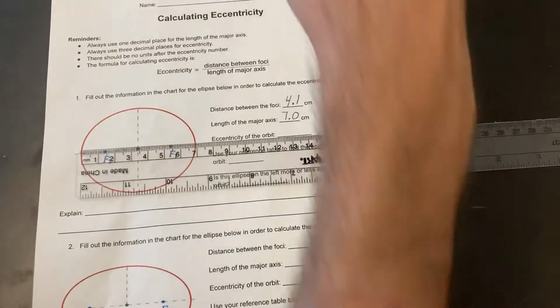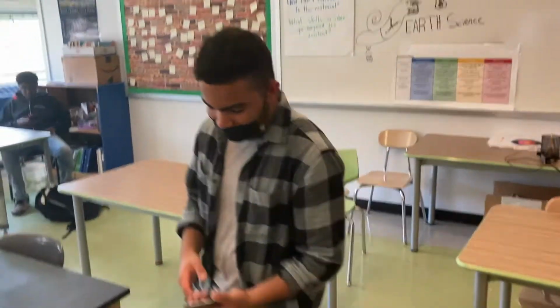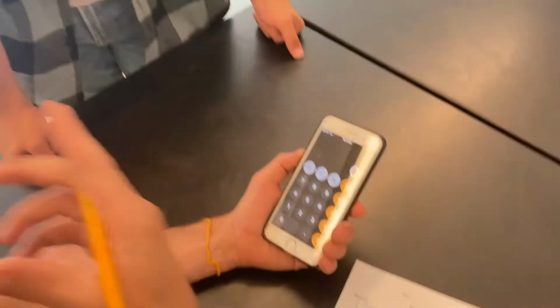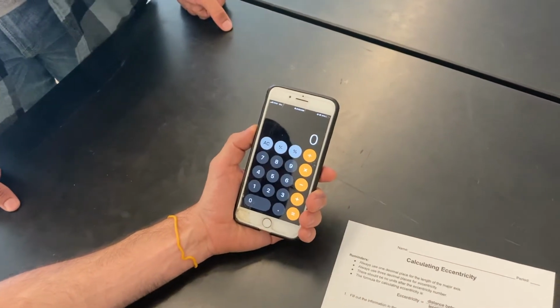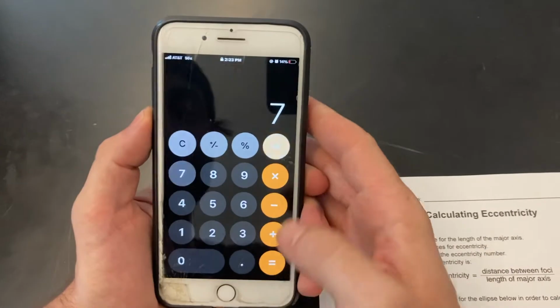And now we're going to need to, yo, Aiden, can you help us out, buddy? We're going to need to calculate eccentricity. Can you get your calculator out? Because Aiden, as you know, eccentricity is the distance between the foci divided by the length of the major axis. So let's take a look. We've got 4.1 divided by 7.